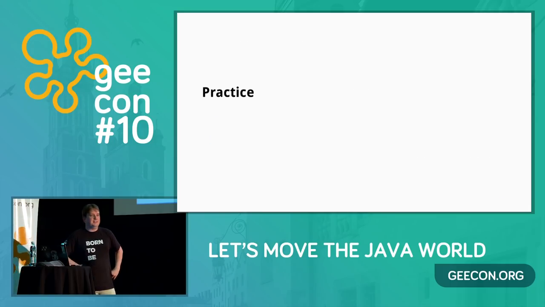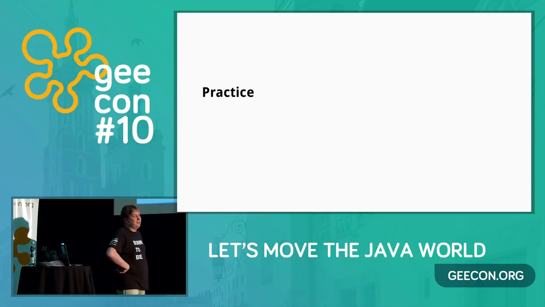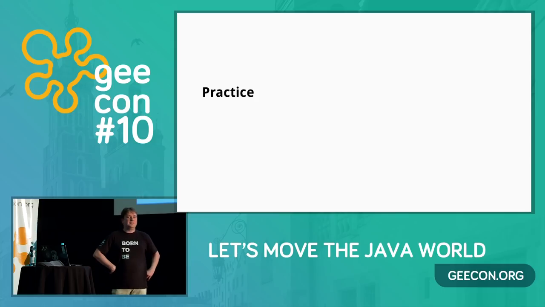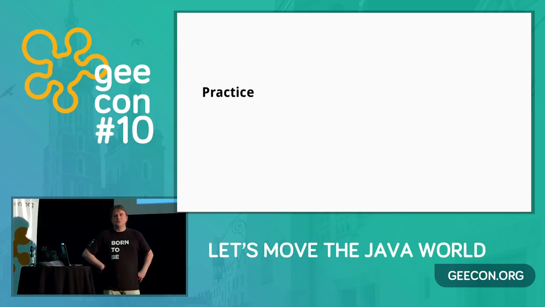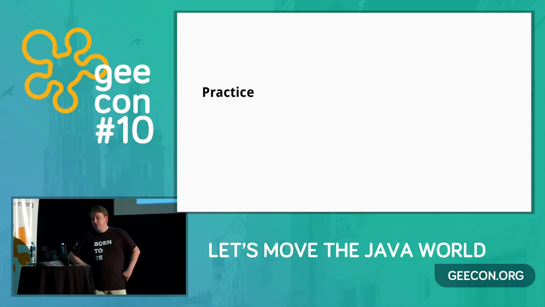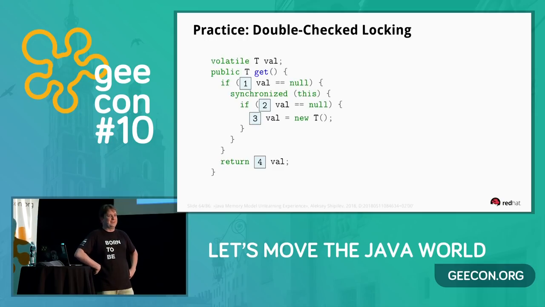But all of this is nothing without practice. I mean, you can just stand up right now, and 5 minutes later, you will not remember a single thing that I've said in this talk. Or what's worse, you will remember things that I never said in this talk. So, for the practice, what is the best vehicle for practicing the memory model here? Yeah, of course, double-checked locking.